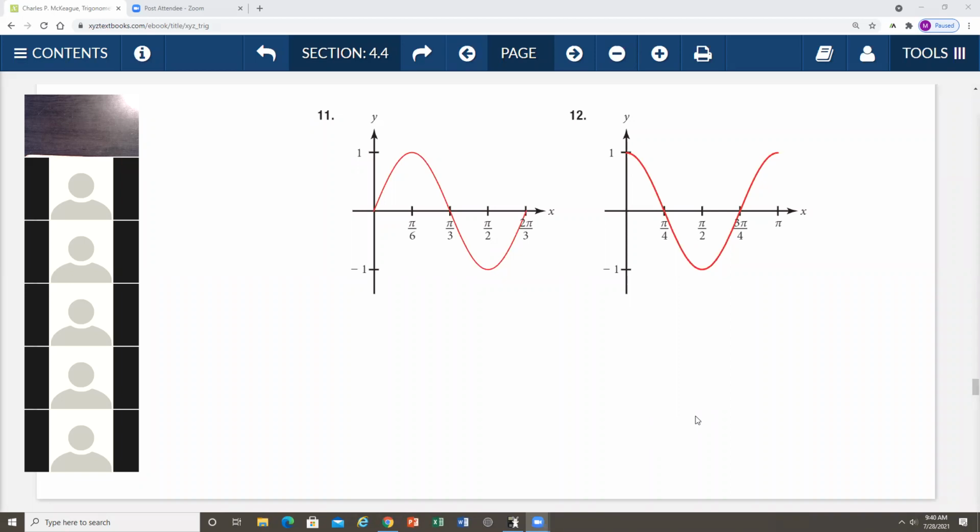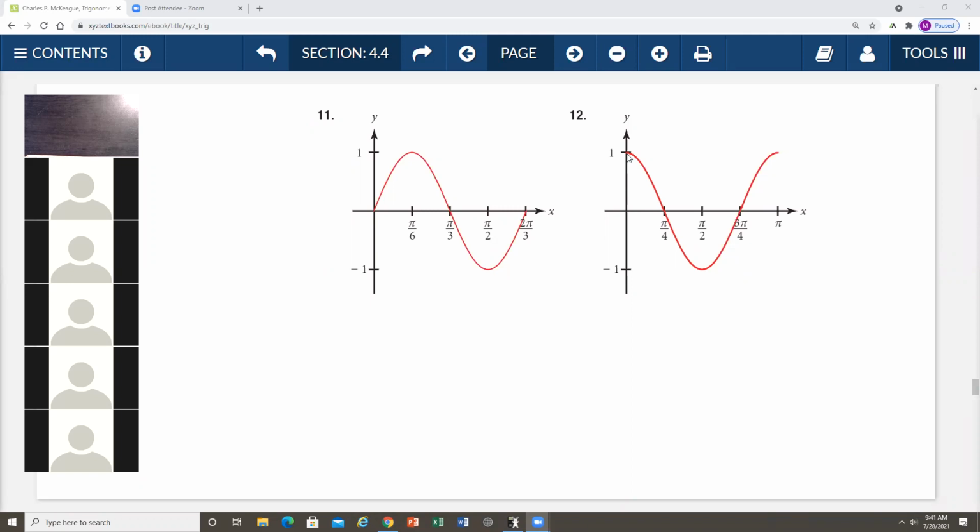All right, Haley, have you come up with any sort of an equation for number 12? What do you think it might be? Well, I got all of them except for the period because I don't know what to do when it's just pi. Okay, so let's look at this graph and try to figure out what the period is.